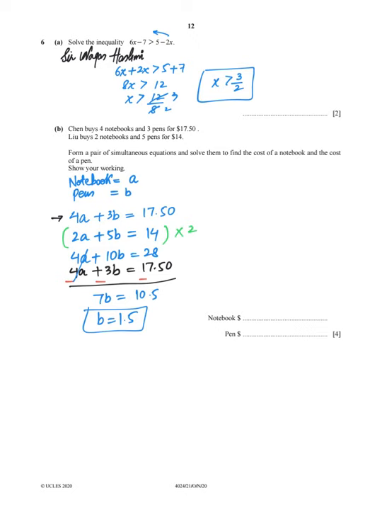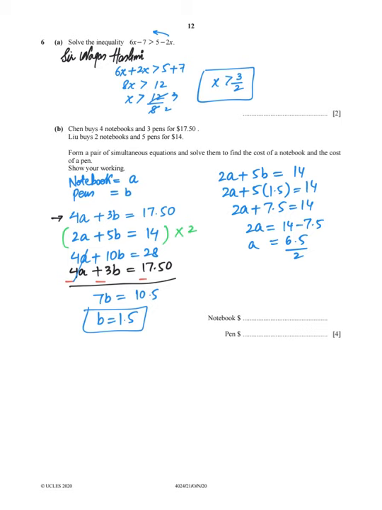So I'm using the equation 2a plus 5b equals 14. So it's 2a plus 5 times 1.5 equals 14. Now it will be 2a plus 7.5 equals 14. 2a equals 14 minus 7.5, that equals 6.5, and 6.5 divided by 2 equals 3.25, so a equals 3.25. So a is notebook, and notebook price is 3.25, and pen price is 1.5.